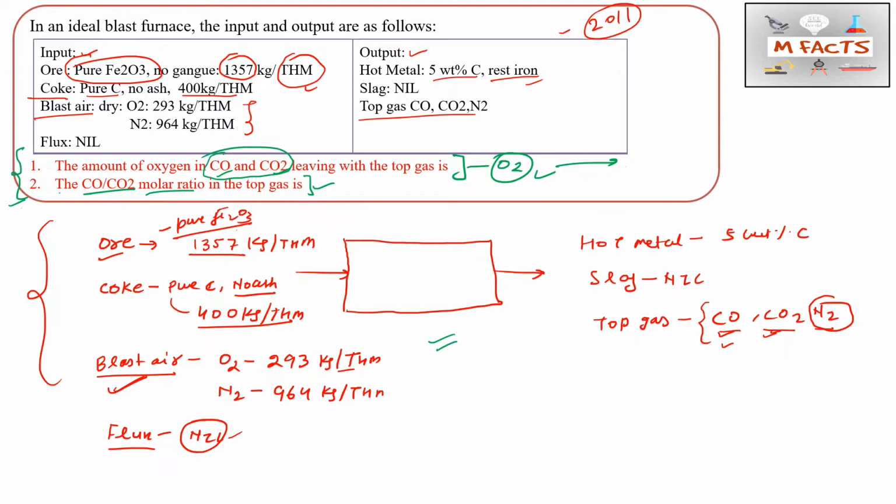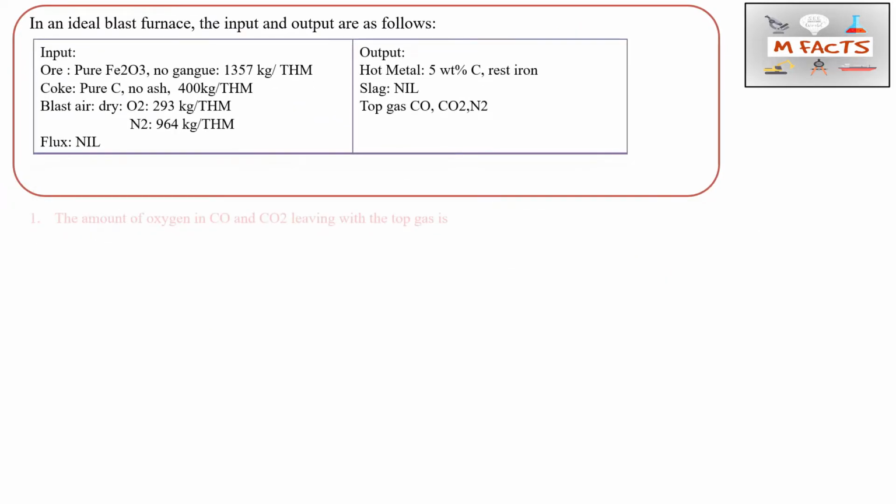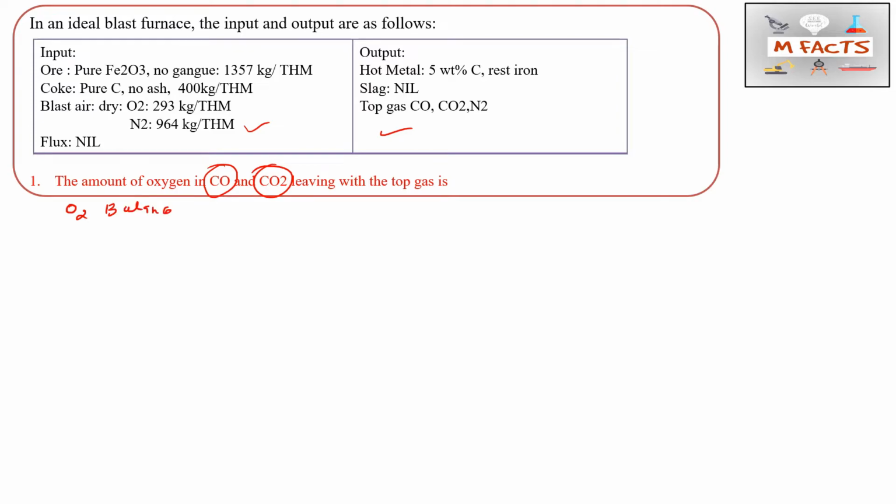according to this flow sheet. Okay, so now we will see. The first question is the amount of oxygen in CO and CO2 which is leaving with the top gases. We will see from where oxygen is coming and from where oxygen is going. So what we will do is basically balance the oxygen. Now I will tell you how to approach this type of balance.